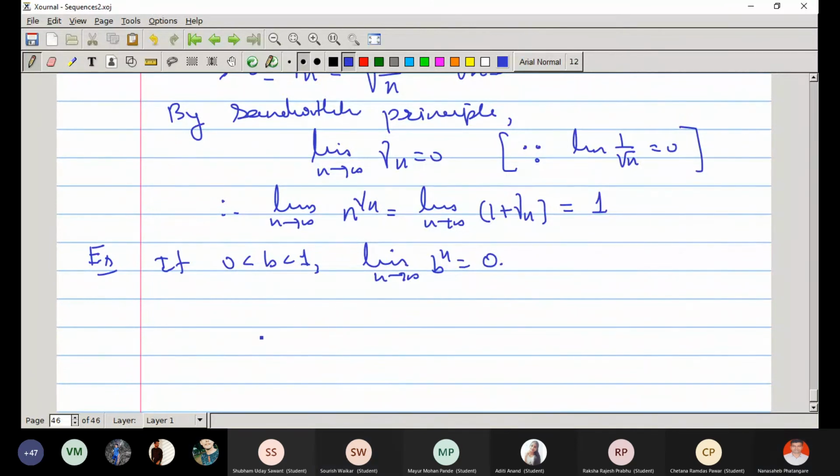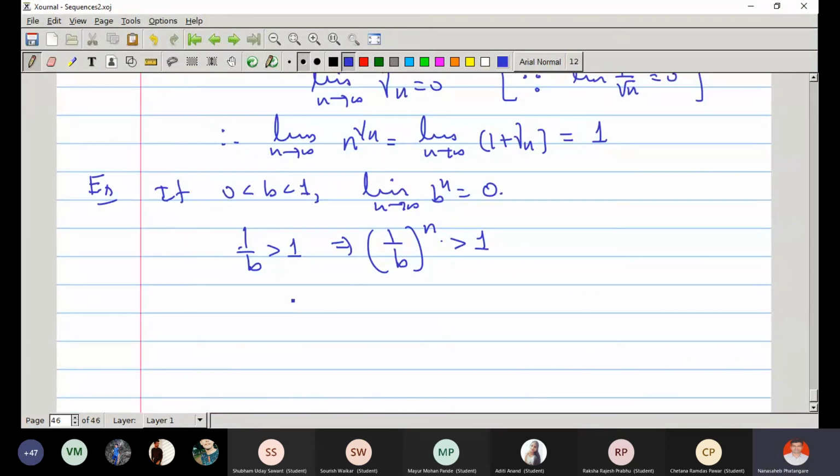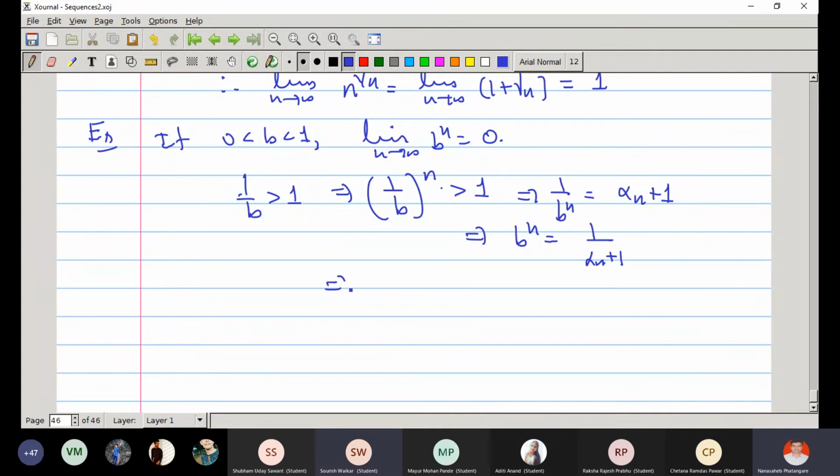By the method that you used before, assuming an alpha: b is less than 1, so 1 by b is greater than 1, right? Yes. And for 1 by b raised to n, what is 1 by b raised to n? Greater than 1. And therefore 1 by b raised to n is some alpha n plus 1, right? That means b raised to n is 1 upon alpha n plus 1, correct?